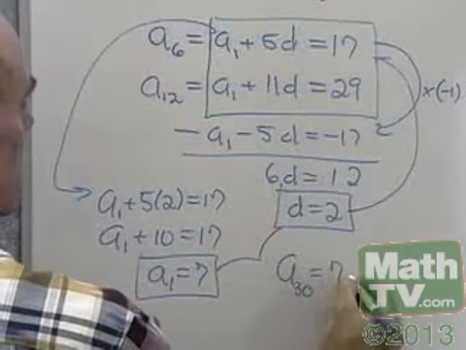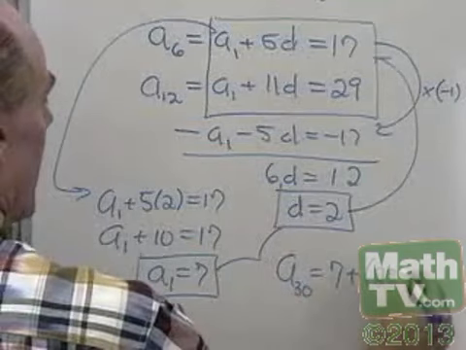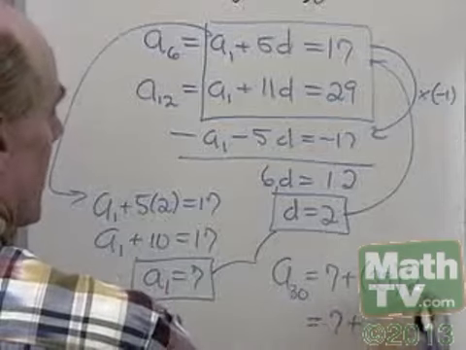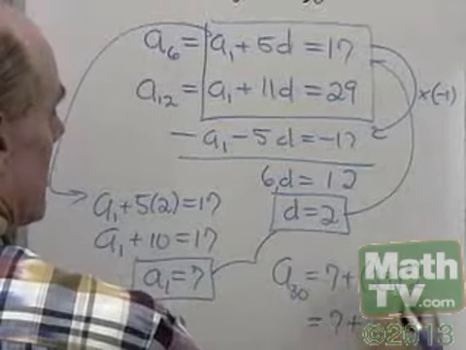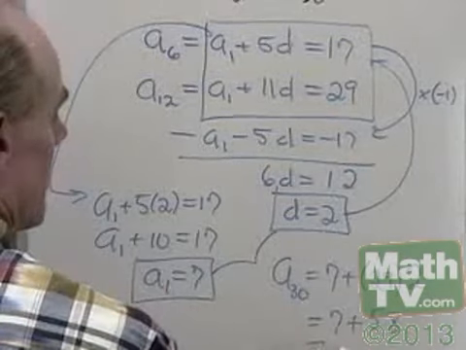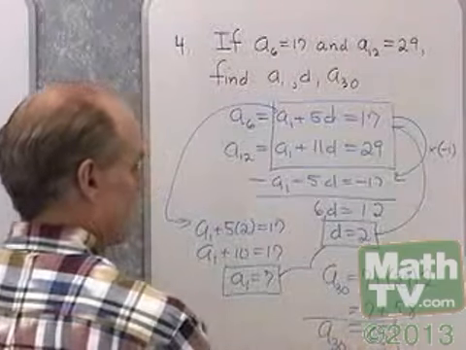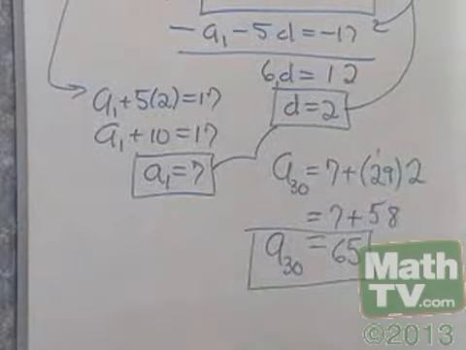It will be the first term 7 plus 29, that's n minus 1, times 2. So that's 7 plus, let's see, 2 times 9 is 18. So that's 58 plus 7, 65. Am I running out of room here? A sub 30 is equal to 65.